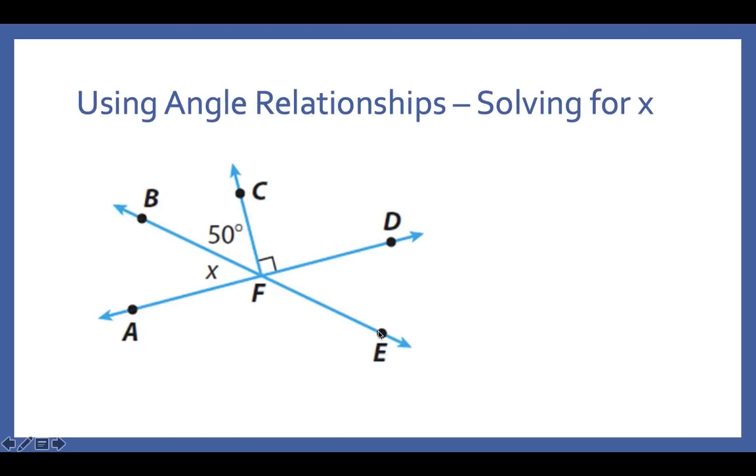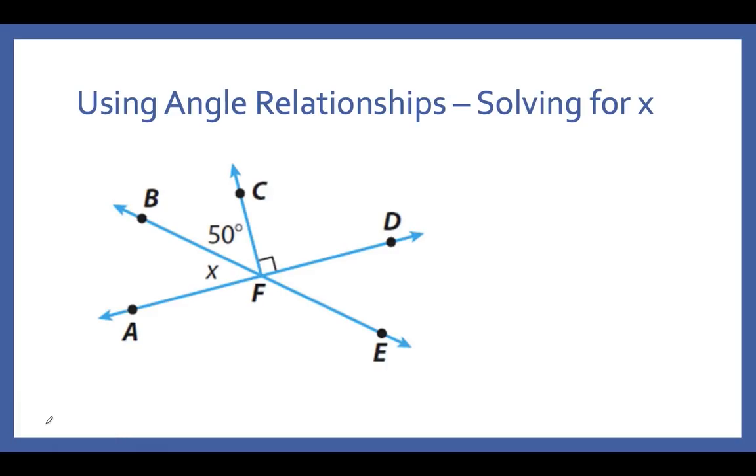So we talked about vertical angles, we've talked about adjacent angles, we've talked about complementary and supplementary, and now it's, what the heck does it matter? So if you take a look, it says we're going to use angle relationships and we're going to be solving for X. So there's a couple different ways that we could approach this problem.